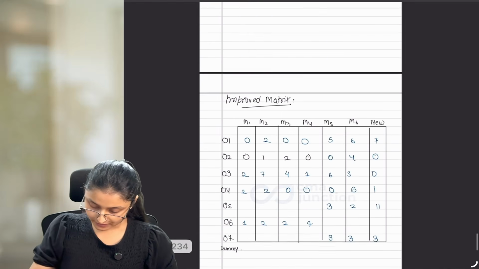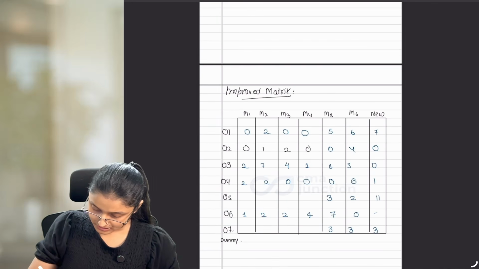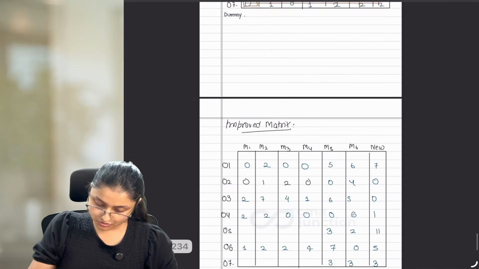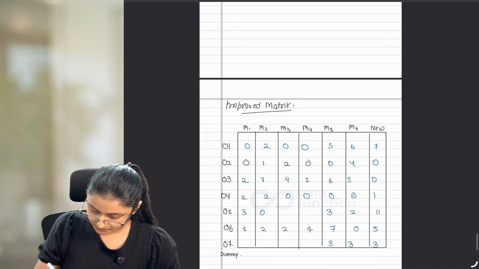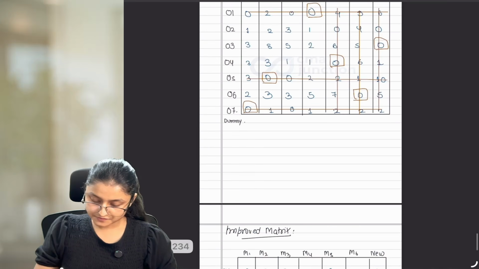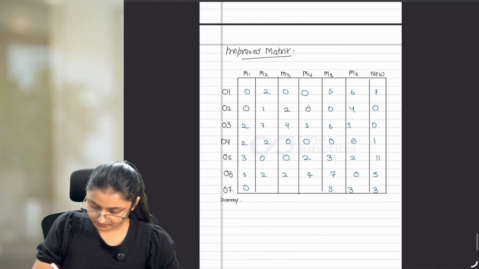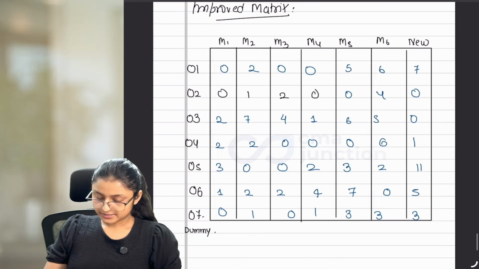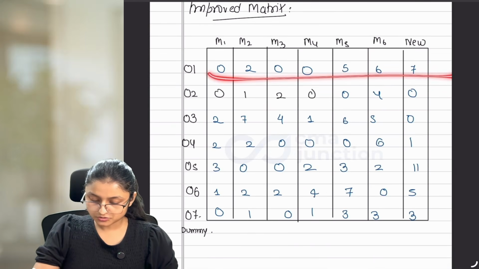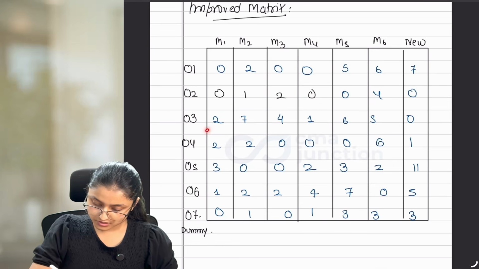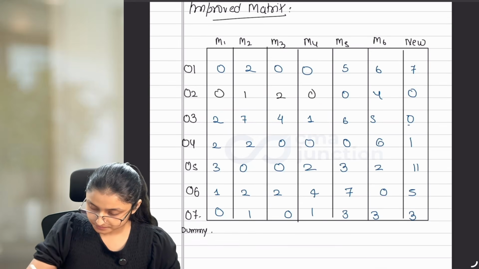Next, 7, 0, 5. And then we have 3, 0, 0, 2. Then we have 0, 1, 0, 1. Okay? Now, let's check. Here we have 3 zeros, skip. 4 zeros, skip. 1 0, mark.